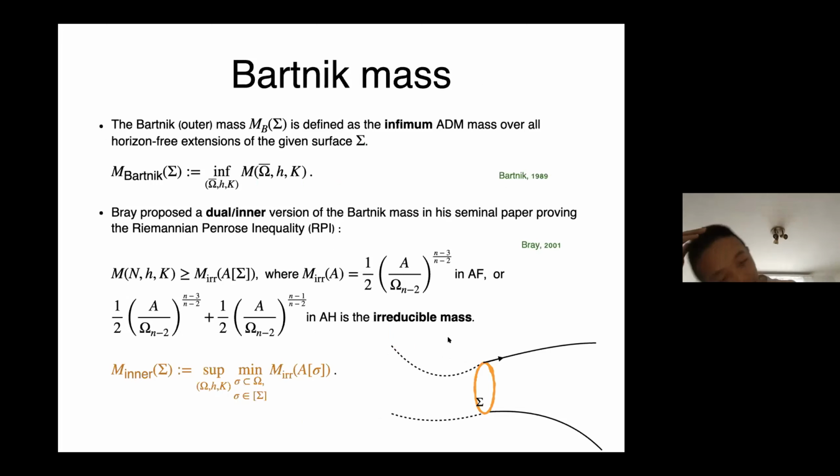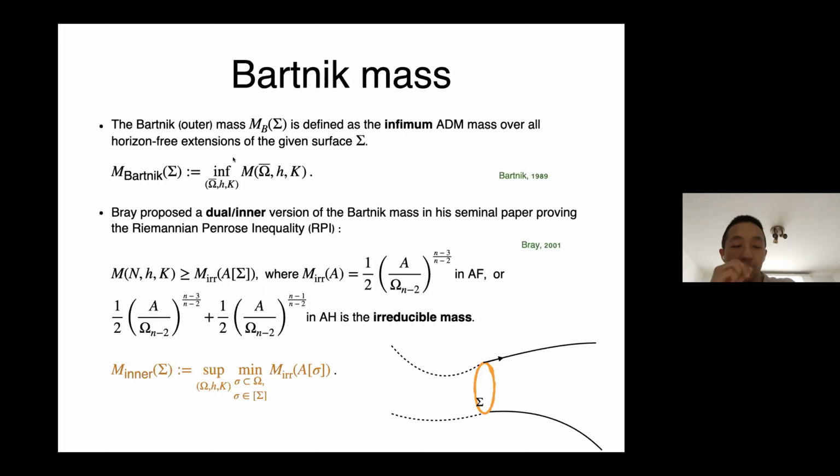So since I have talked about Bartnik mass, let's quickly review it. The Bartnik mass, I believe many of you are familiar with, is the idea of Bartnik to define a quasi-local mass using the ADM mass. His idea is that if you fix a surface and you try to minimize over all horizon-free extensions of the given surface, this will give you the quasi-local mass associated with the surface.